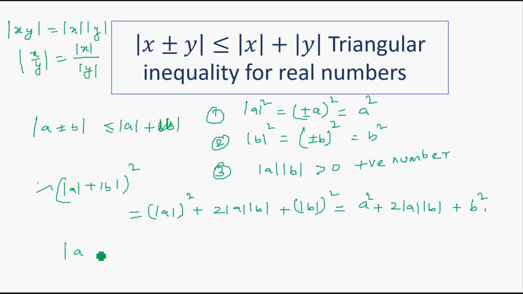Now I will take mod of a plus or minus b whole square. So mod of a plus or minus b whole square is nothing but a plus or minus b whole square. As I explained, mod a square is equal to a square, so obviously mod of a plus b whole square will be equal to a plus b whole square. So the answer will be a square plus or minus 2ab plus b square, right?